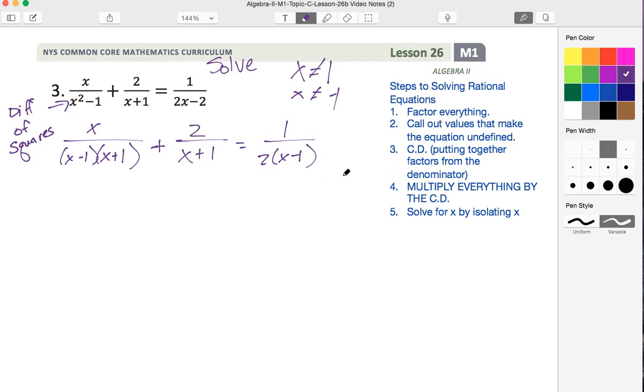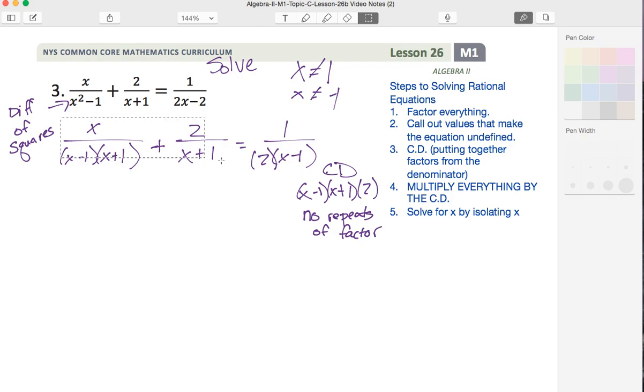Okay, common denominator. What I'm going to do is just put all my factors together. x minus 1, x plus 1, and I have a 2 over here. A 2. 2 is a factor as well. Here is another little tip for you. When you have a common denominator, there should be no repeats of factors. You should not have 2 x minus 1s in here. Just 1 will do.